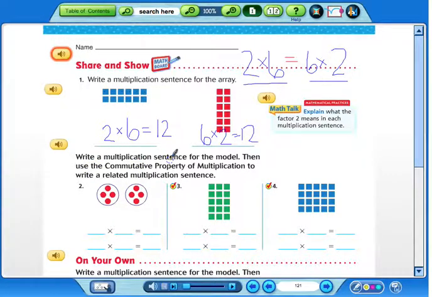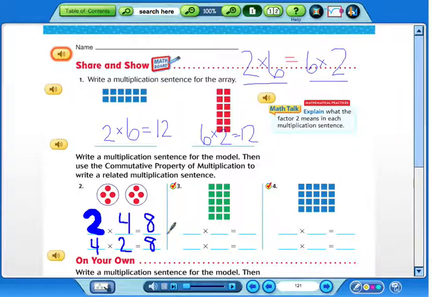All right, let's scroll down a little bit here and let's look at these. It says, write a multiplication sentence for the model, then use the commutative property of multiplication to write a related multiplication sentence. Okay, so my first multiplication sentence has to match this model. My first factor is always going to be the number of groups. I have 2 groups, 1, 2. My second factor is how many in each group. So I have 1, 2, 3, 4 in each group. My product is how much total. So I have 1, 2, 3, 4, 5, 6, 7, 8. I have 8 total. Now, to show a related multiplication sentence, I'm going to flip-flop the factors to show the commutative property. So I've got 4 times 2 also equals 8.